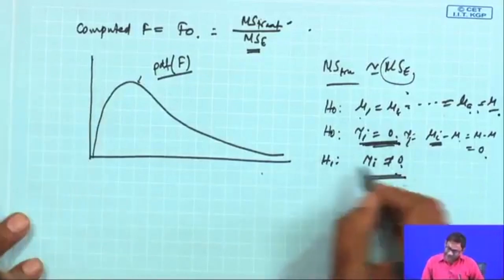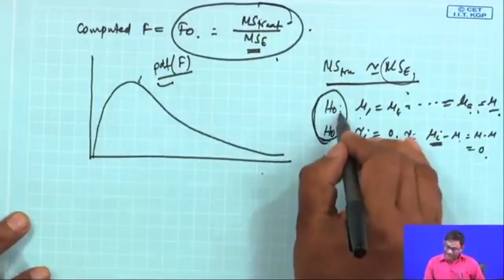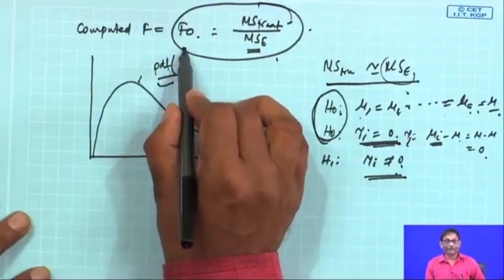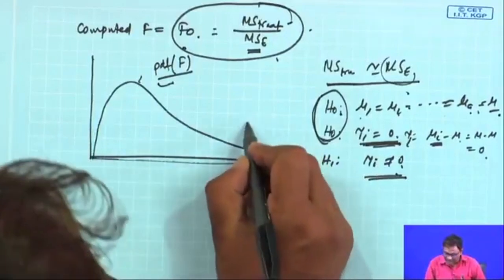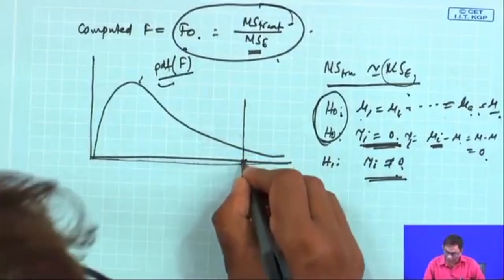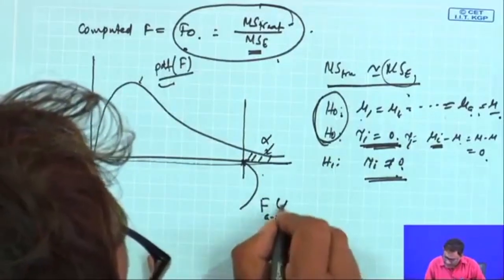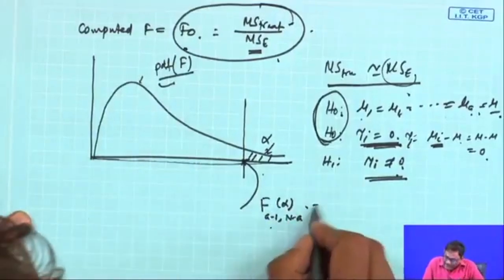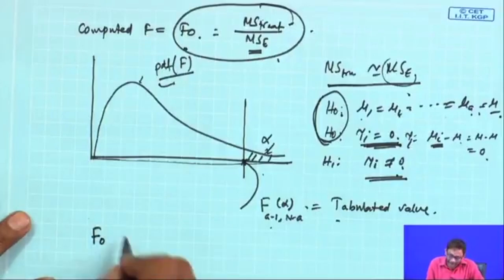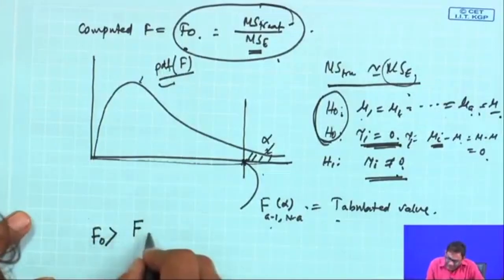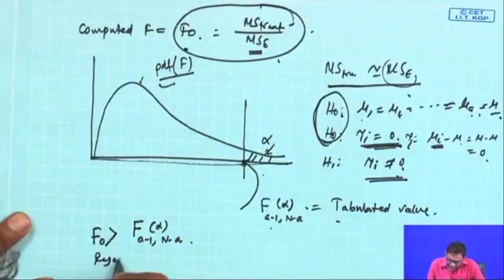So, under this null hypothesis, if H0 is true, this quantity follows an F distribution. Okay. So, what do we want then? This is the F line. From the theoretical side, we create a threshold value for F. This area will be alpha, and this value is F alpha, a minus 1, n minus a. This is known as the tabulated value. If your computed value F0 is greater than or equal to the tabulated value F alpha, a minus 1, n minus a, then you reject the null hypothesis.